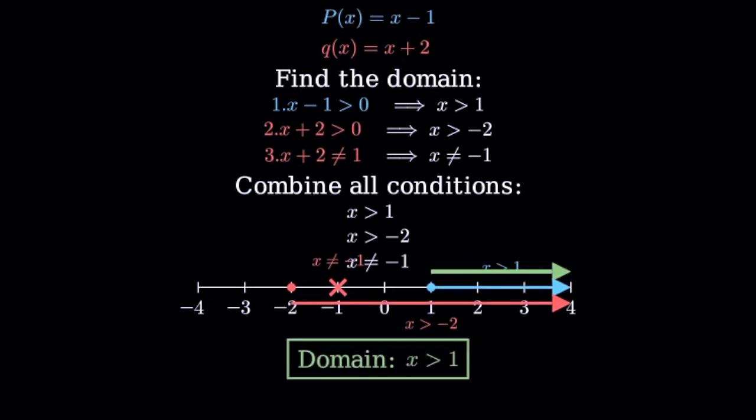In summary, finding the domain of a logarithm with a variable base involves checking three key conditions. The argument must be positive, the base must be positive, and the base must not equal 1. By solving these inequalities and finding their intersection, you can determine the function's domain.